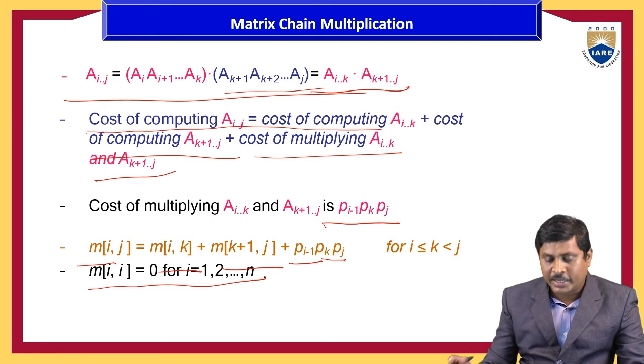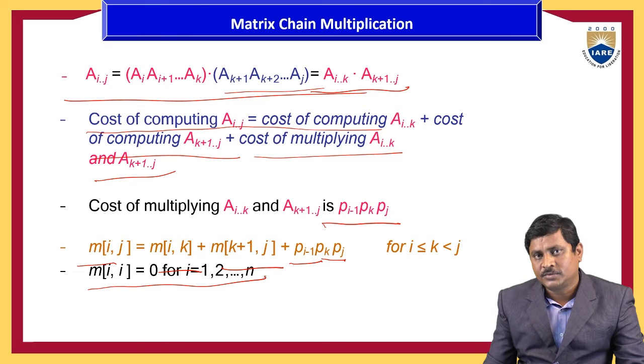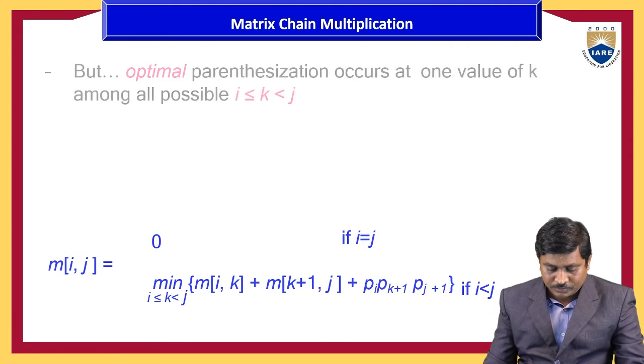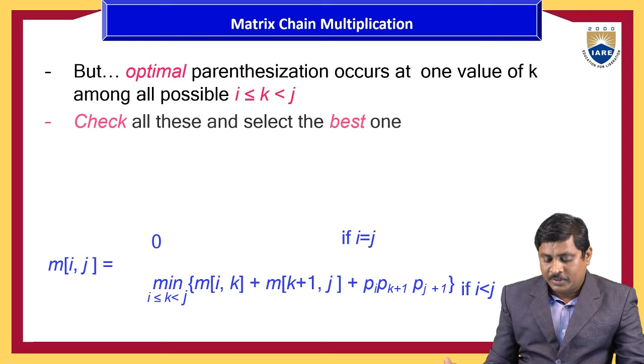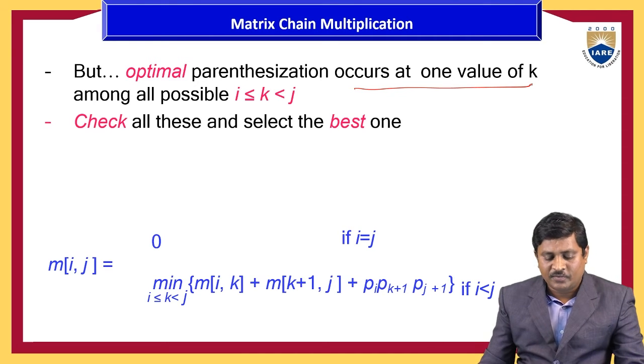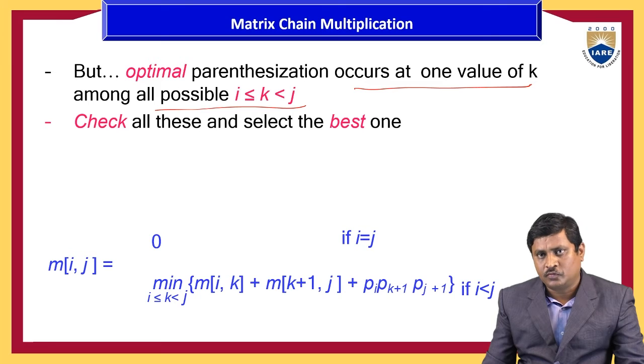m[i,i] equals 0 for i equal to 1, 2 and so on n. That means m[1,1] is 0, m[2,2] is 0, m[3,3] is 0 and so on. But the optimal parenthesization occurs at one value of k among the possible i ≤ k < j. Check all these and select the best one.